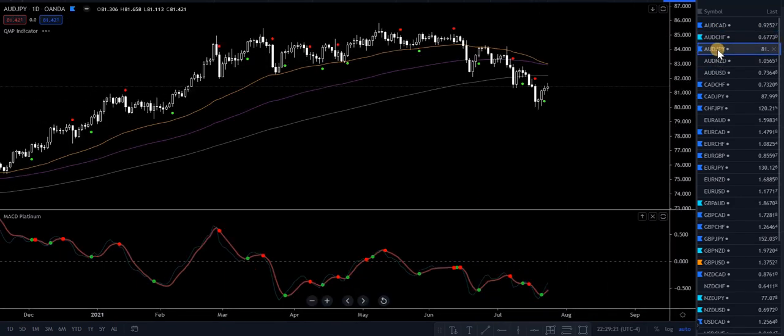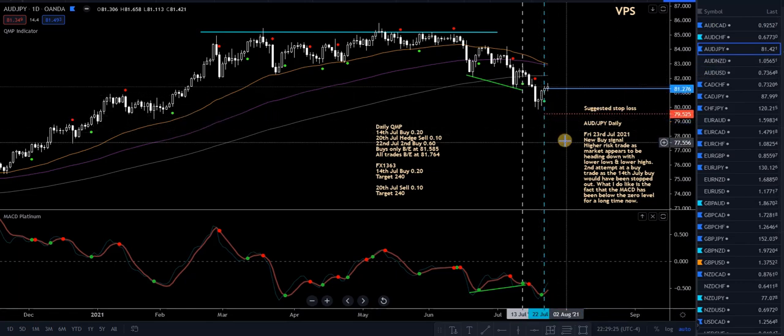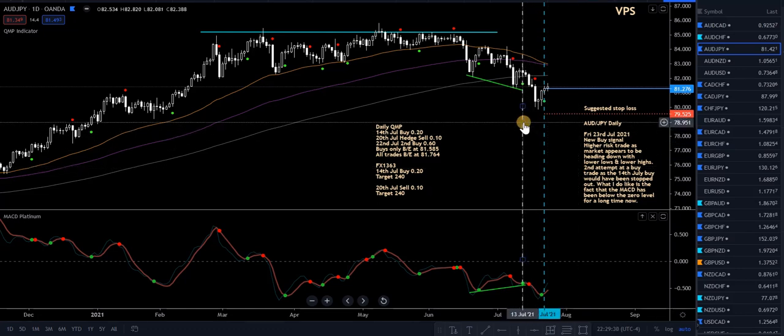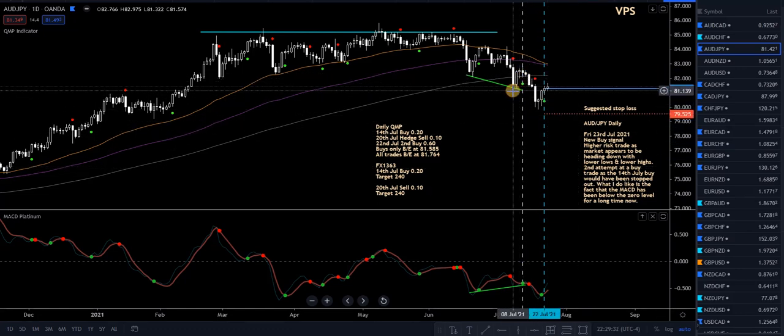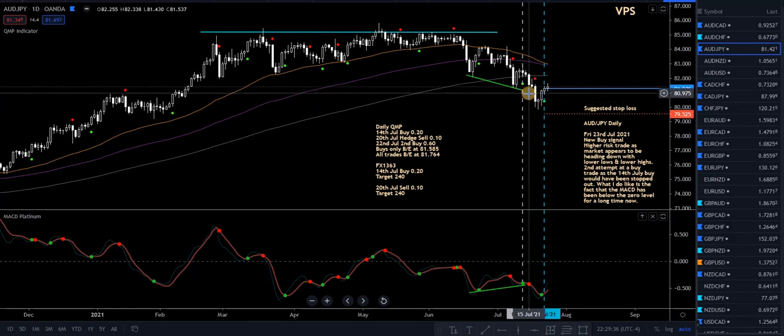Aussie Yen. Friday we took a buy. You can read my notes there. It's a second attempt. Yep, see, second attempt. The first one was on this grey line here. It would have been stopped out, or yeah, definitely stopped out, that one.